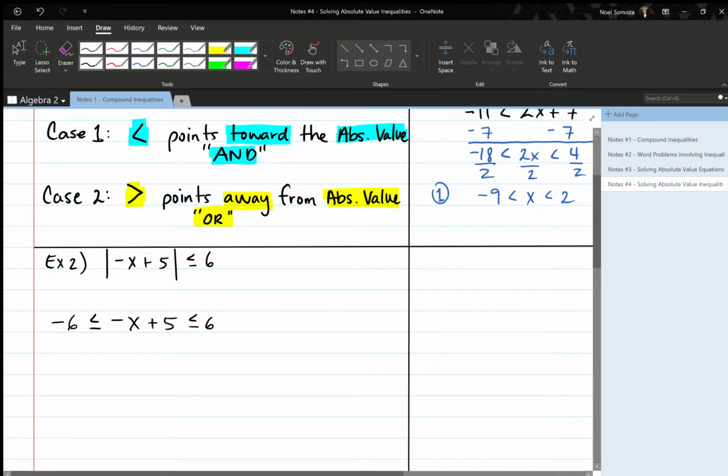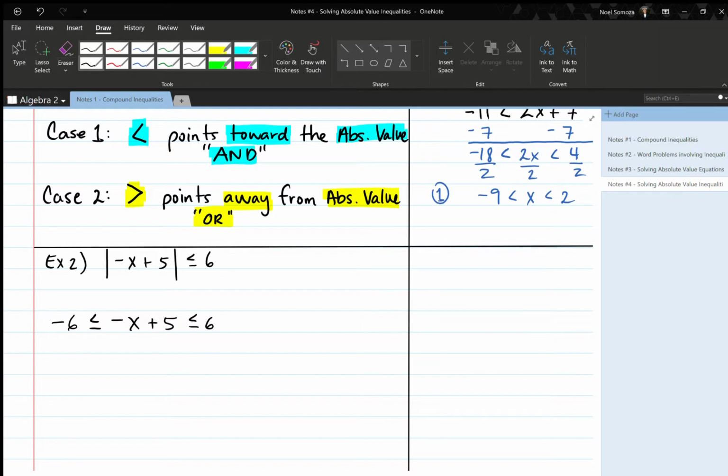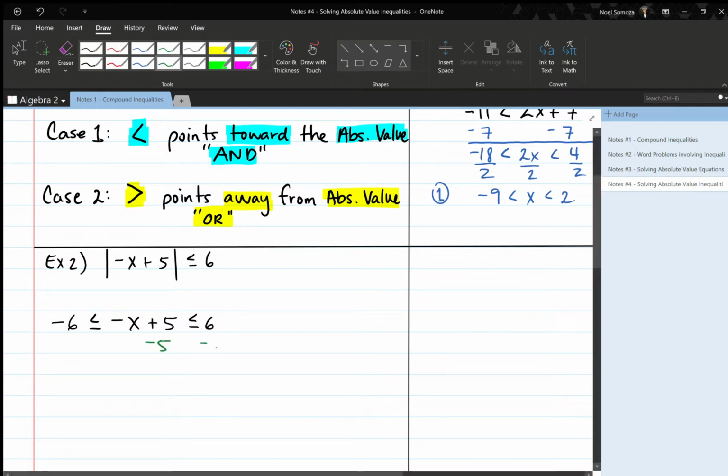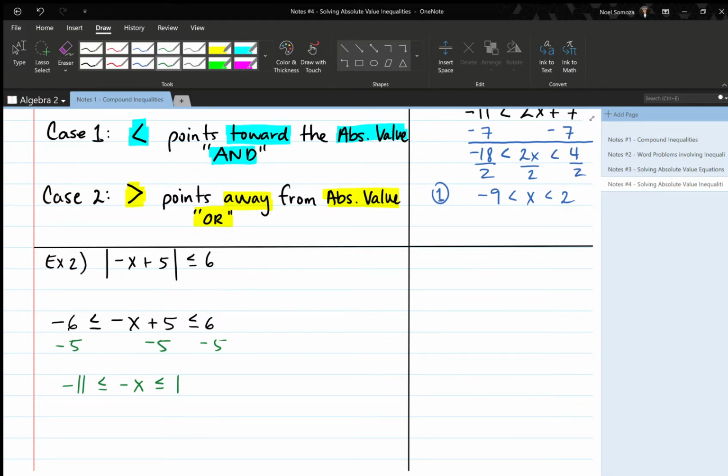Okay, so then from here, pretty simple. What do we do first? Subtract the 5. So subtract 5 from all three sides. That's going to give us a negative 11 less than or equal to negative x less than or equal to 1. All right. Now I want to free up my x because it's being multiplied by a negative. What can I do to all three sides? Divide by a negative 1. Good.